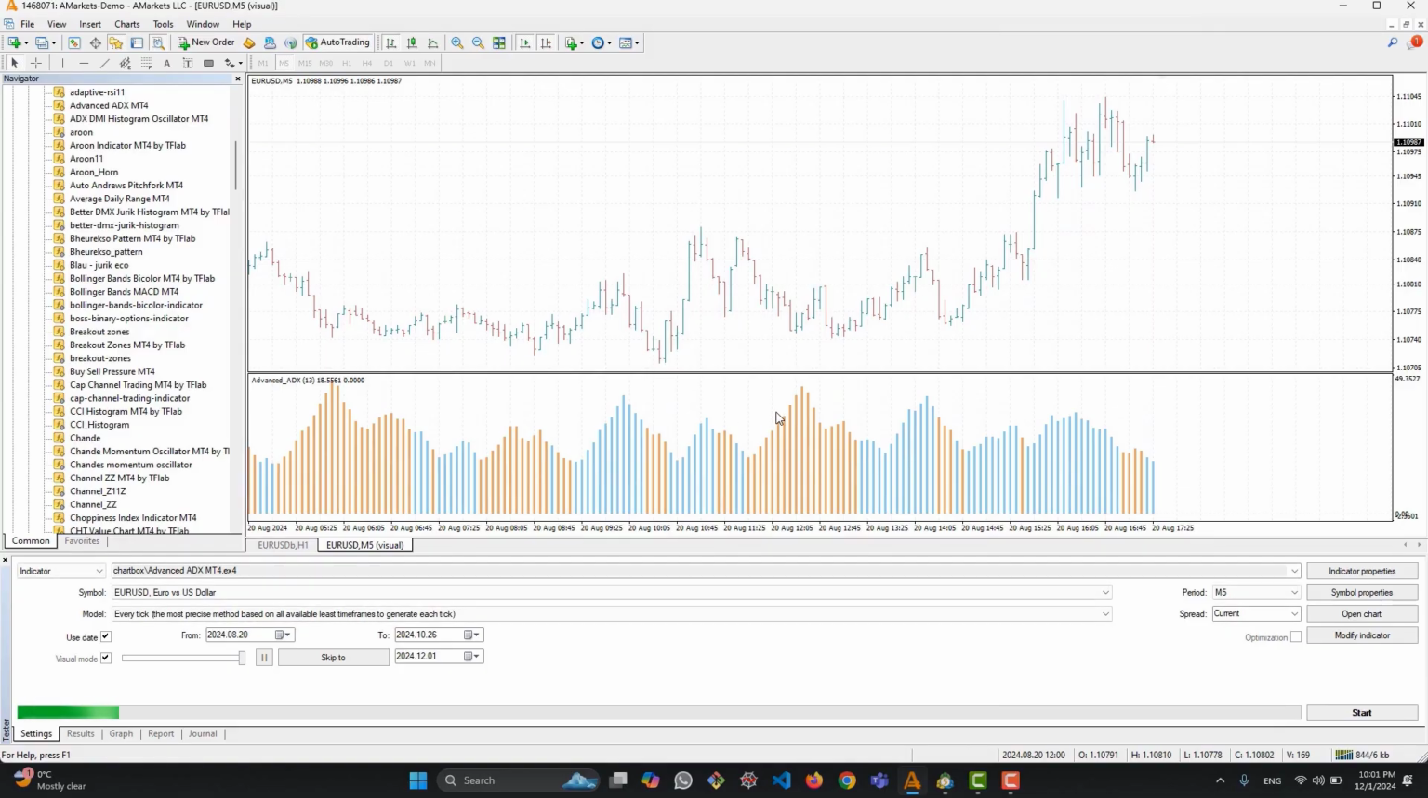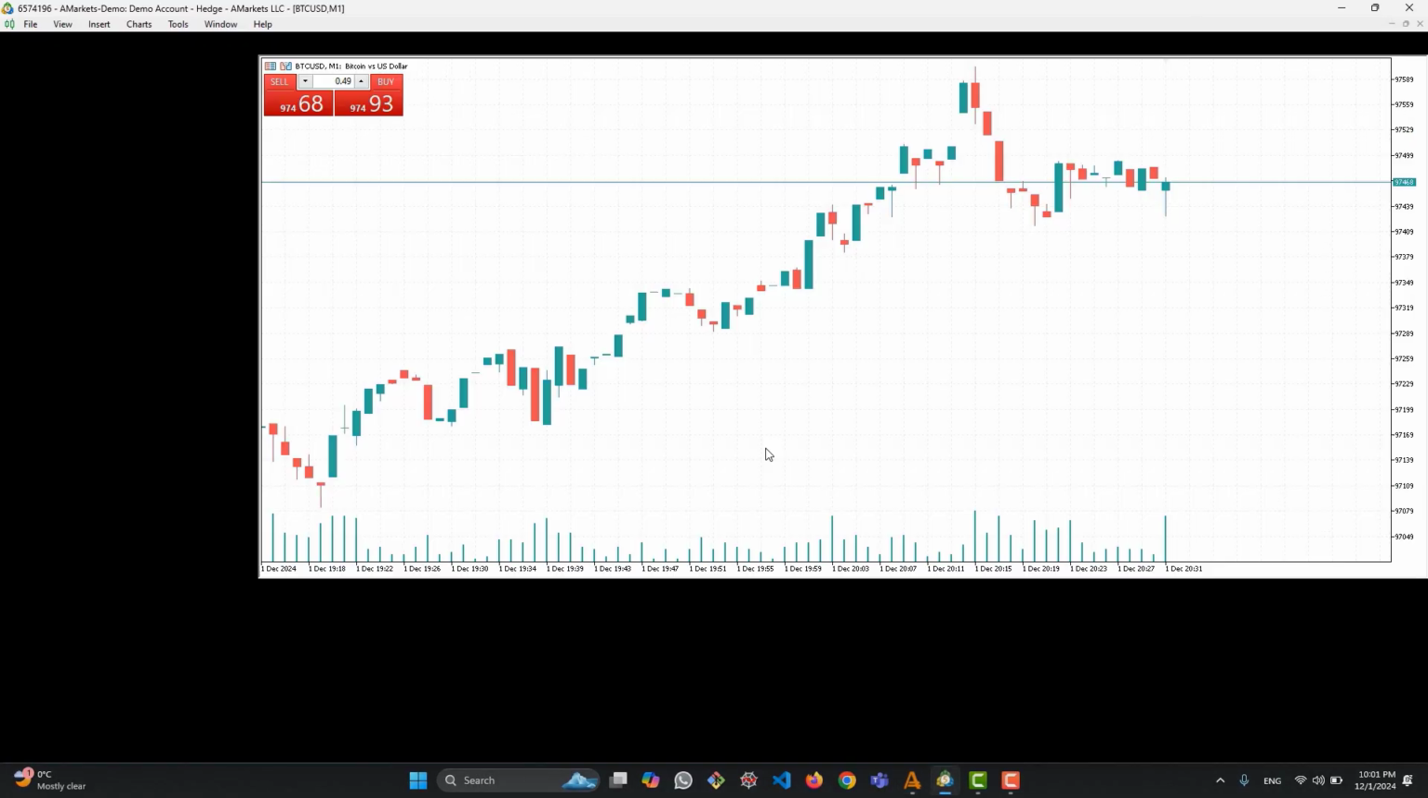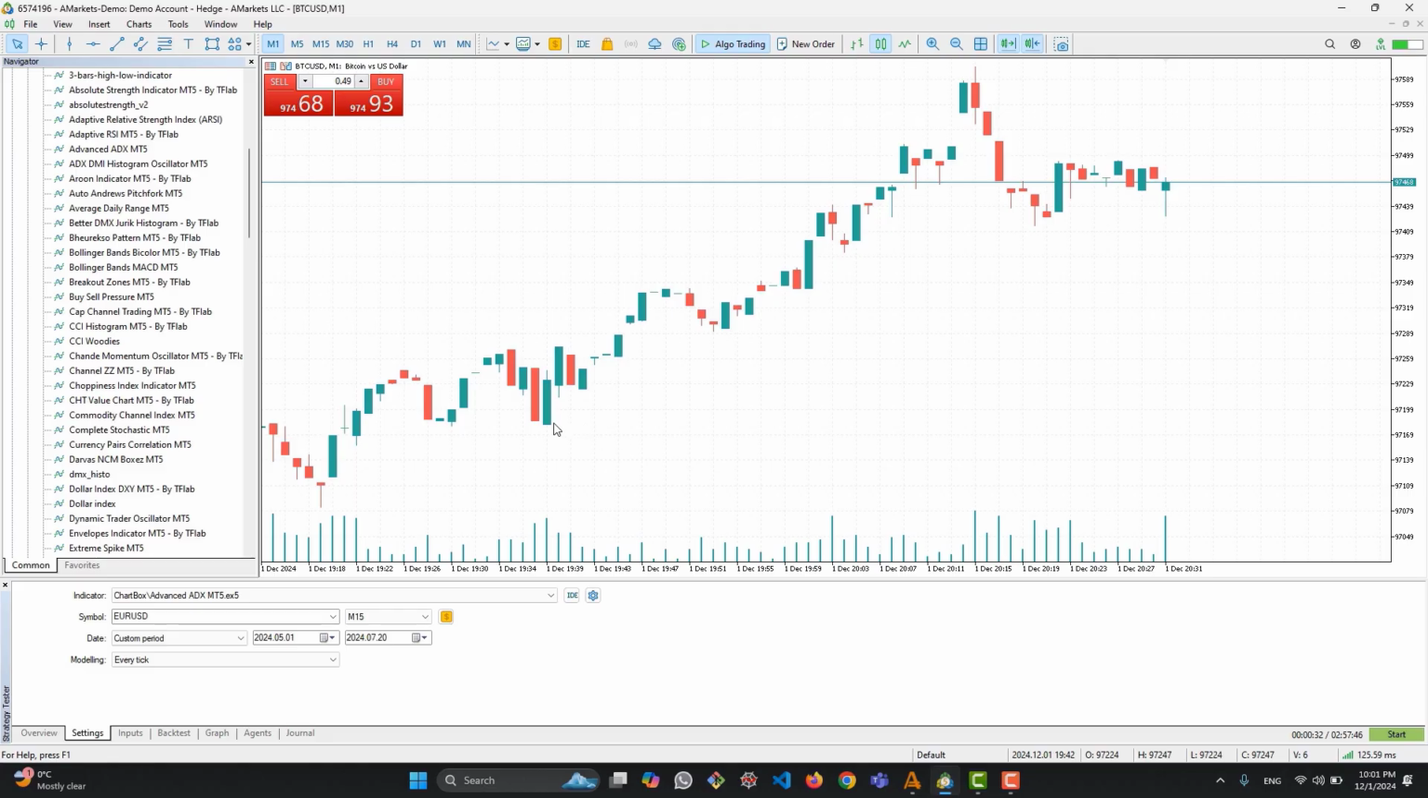You can also use the MT5 version and this indicator on the MetaTrader 5 platform.